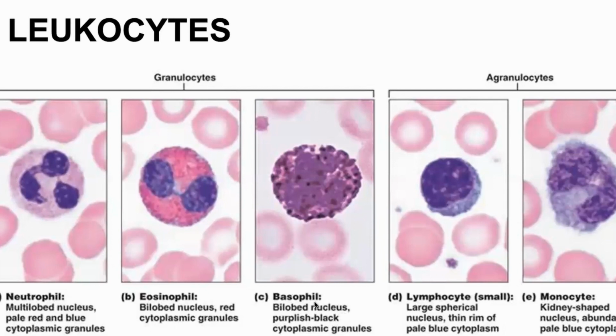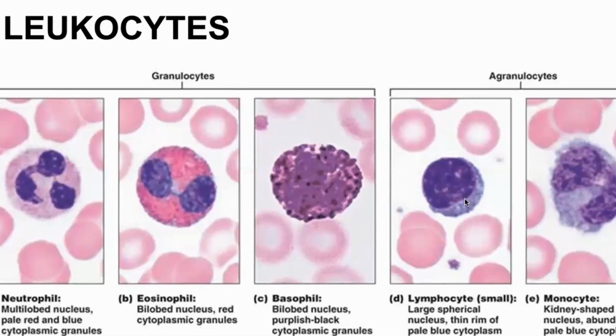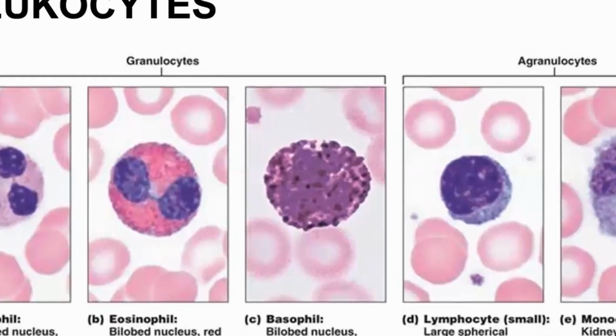And in terms of the basophil, bilobed. So it's easy to remember: basophil, B, bilobed. And the nucleus is usually purplish black. This means basophilic. So if somebody says something stained basophilic, it means that it's stained bluish black. For example, the nucleus of this lymphocyte stains basophilic. Even the cytoplasm looks a little bit bluish, right? In terms of the agranulocytes, the lymphocytes have no granules, and the monocytes as well.